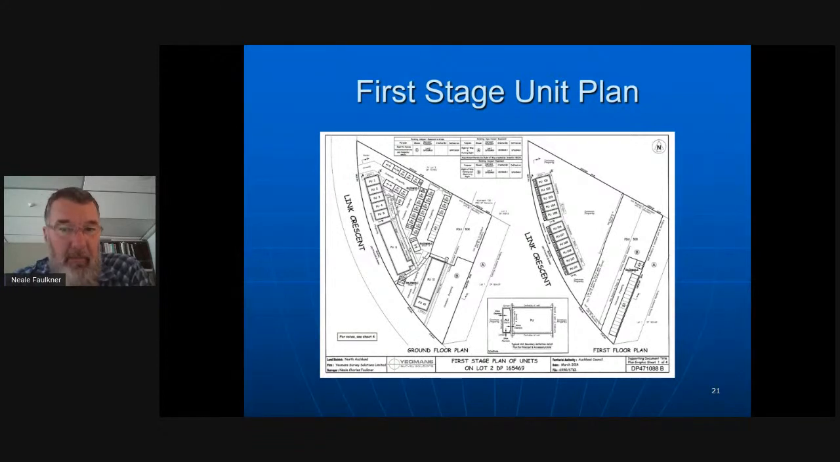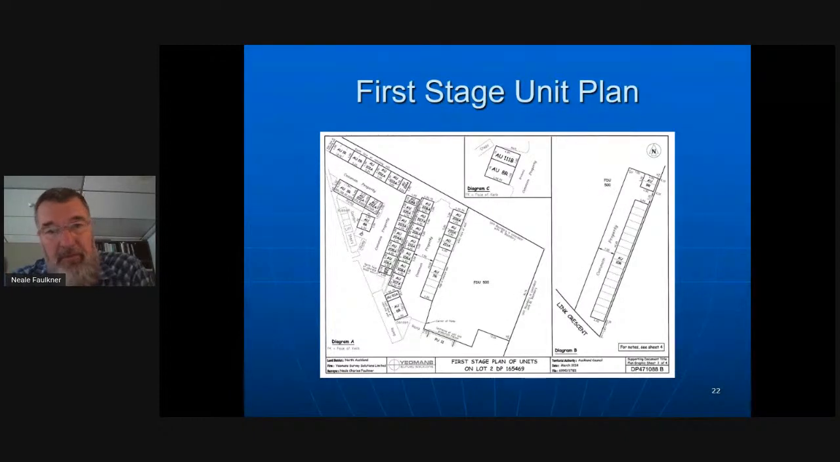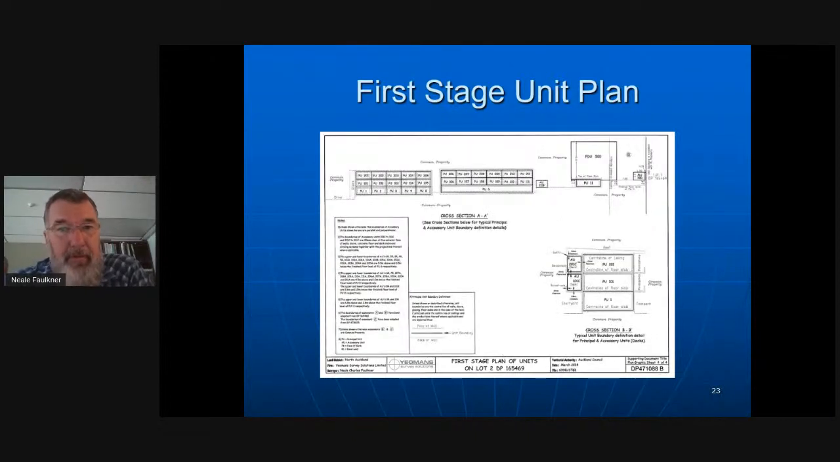That's the future development unit that comprises the second stage of this development. The first stage plan gets into the detail of your unit boundaries, principal and accessory and common property. That's just an example of defining the accessory units by structure boundaries and dimensions. We'll get into boundary definition in quite some detail in a minute.